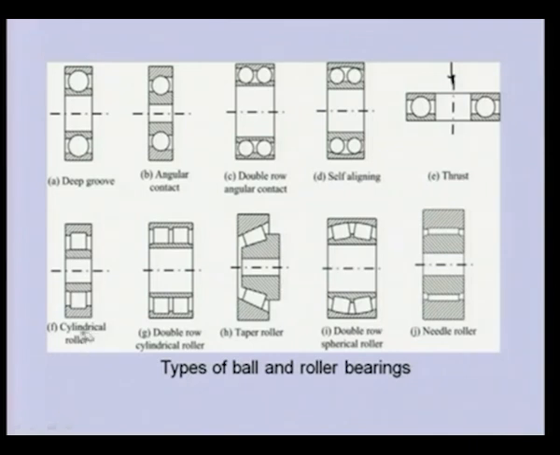This is a cylindrical bearing, cylindrical roller bearing. So the shape of the rollers is cylindrical. Double row cylindrical bearing, taper roller bearing. So this is a frustum of a cone, or double row spherical bearing. So the shape of this contacting surface is spherical, similar to the cylindrical bearing, but the curvature is more on the contacting surface. This is the needle bearing, in which the length is relatively long as compared to the diameter of the bearing.